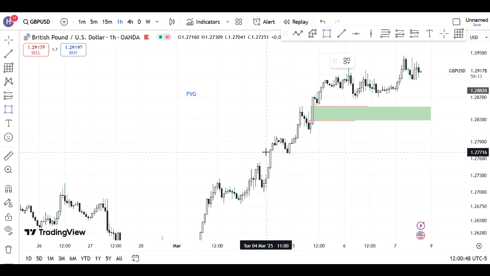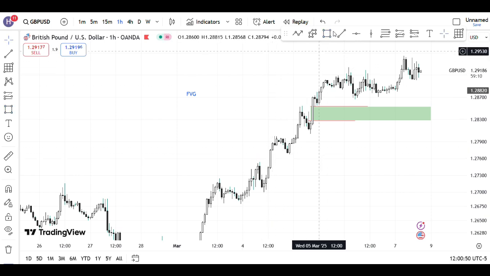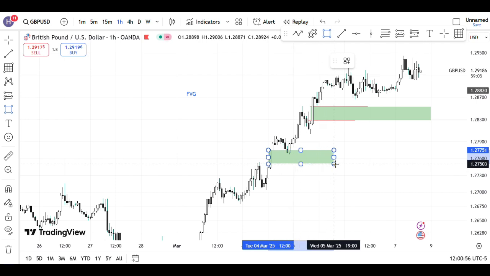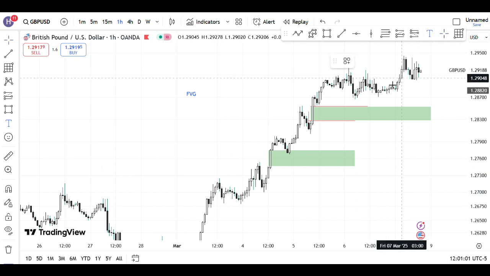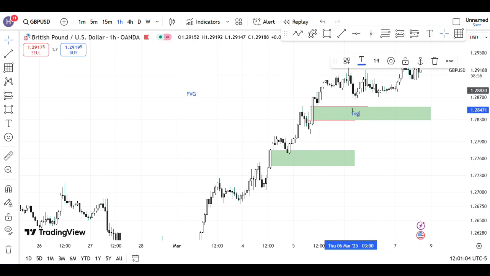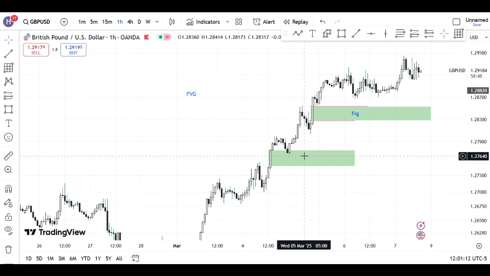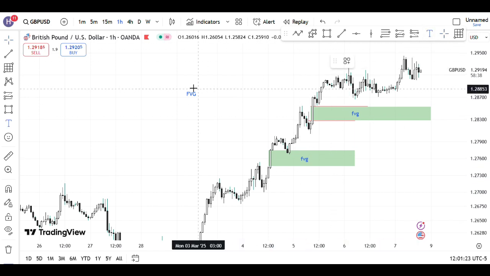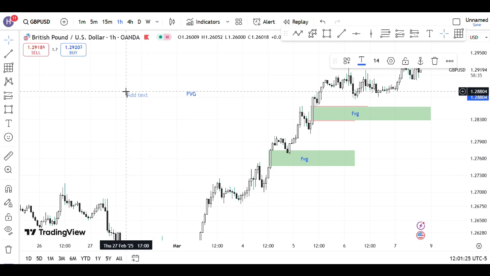I will show you another fair value gap. In the same way, it is here: first candle, and third candle, with one in between, right? Okay, this is another fair value gap. I will write for your convenience, fair value gap, and I will write here also fair value gap. Like this is also a fair value gap.